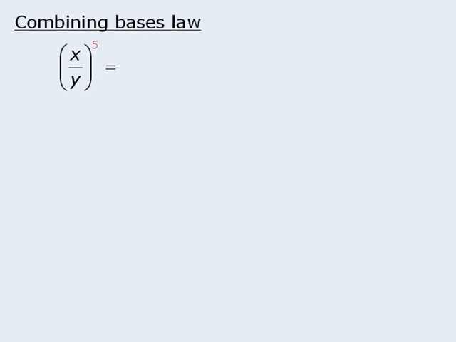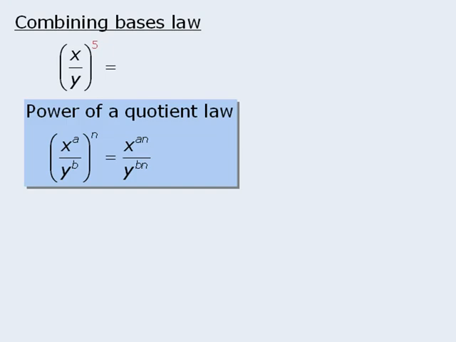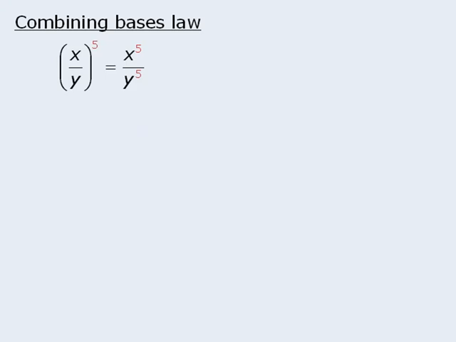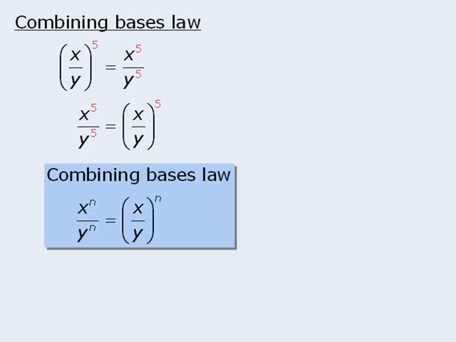To simplify this expression, we can apply the power of a quotient law to get x to the power of 5 divided by y to the power of 5. This means that we can take x to the power of 5 divided by y to the power of 5 and rewrite it as x divided by y all to the power of 5. To generalize these results, we can say that if we have a quotient where the two exponents are equal, then we can rewrite this as the quotient of the two bases all to the power of that exponent.